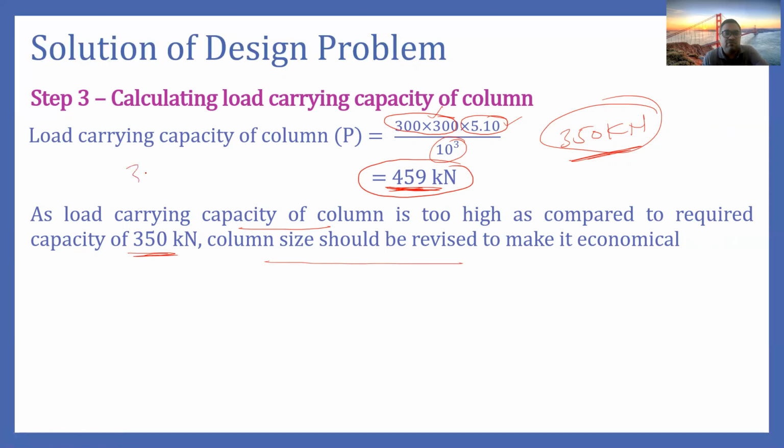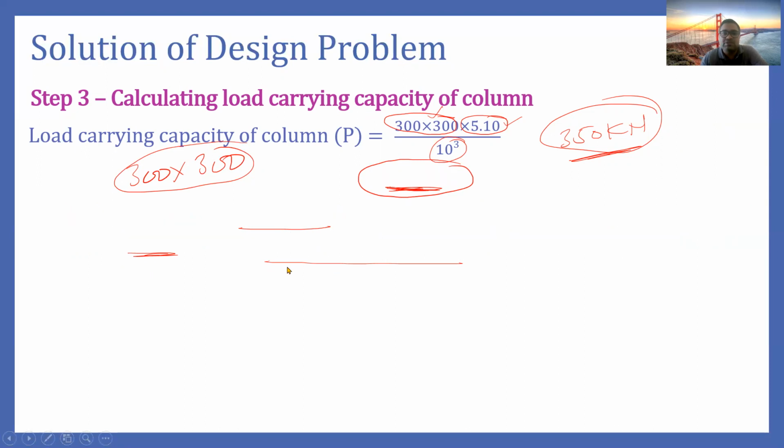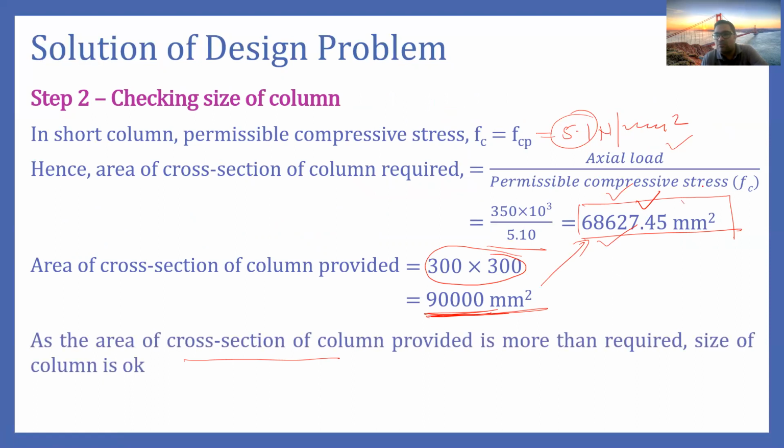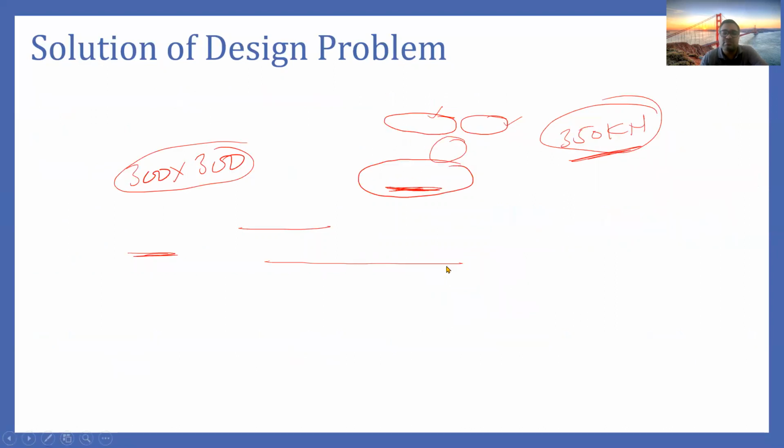So what we will do is revise the size of column. Earlier we adopted 300 by 300, so now we will reduce the area provided, because even in the previous step you can see the area required was 68,627 while we were providing 90,000, which was very high. So we can reduce this area, but that reduced area should be higher than the required area.